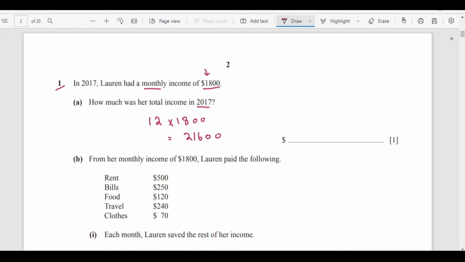21600. So it would be 21600. All right, very good, Salim. Excellent. Okay, let's talk about the second part.